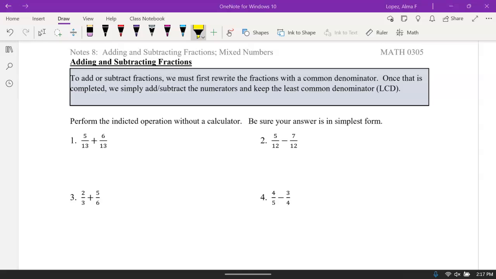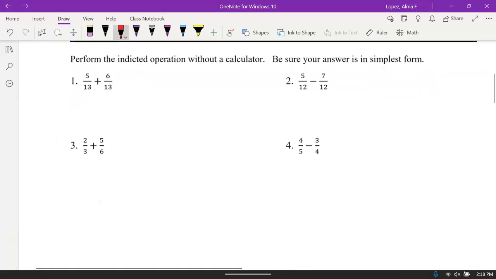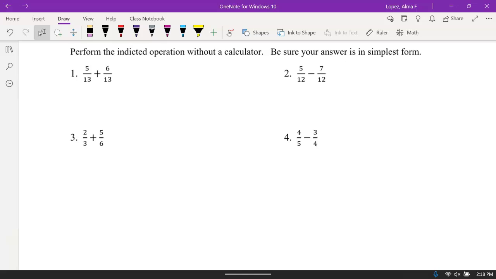Now let's work on adding and subtracting fractions. In order to be able to add and subtract fractions, we have to rewrite the fractions with a common denominator. Then we're simply able to add and subtract the numerators and keep the least common denominator that we found. Okay, so numbers 1 and 2 actually already have the common denominator. So I'll show you exactly what that's talking about.